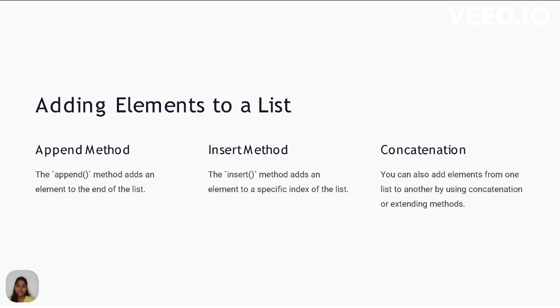The first one is the append method. The append method adds an element to the end of the list. And the second one is the insert method. The insert method adds an element at a specified index of the list. And the last one is concatenation. You can also add elements from one list to another by using concatenation or the extend method. You can add elements to the list by these methods: append method, insert method, and concatenation.